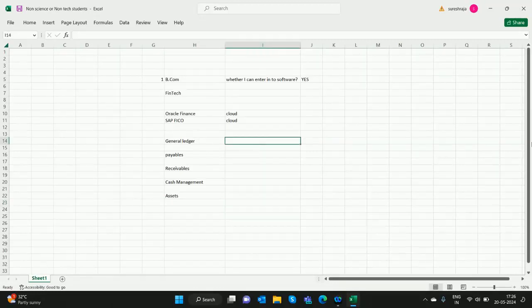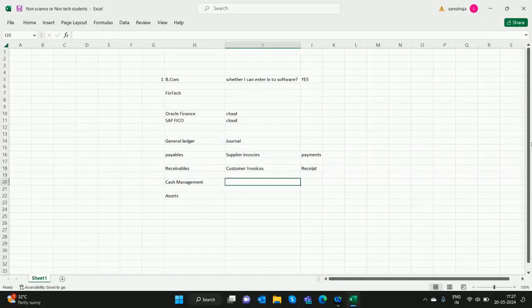What does general ledger speak about? Journals. You learn debit or credit in BCom, so very easily you can understand and go into the session. Payables: supplier invoices, payments. What are all the payments you make? This you will see in the payables module. Receivables: customer invoices and receipt of money.